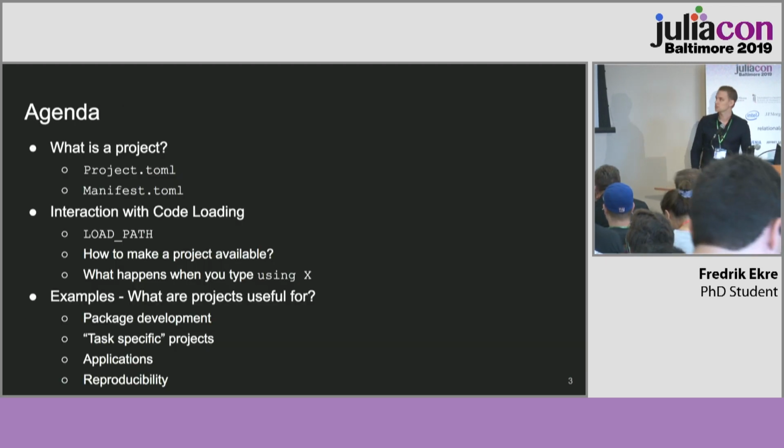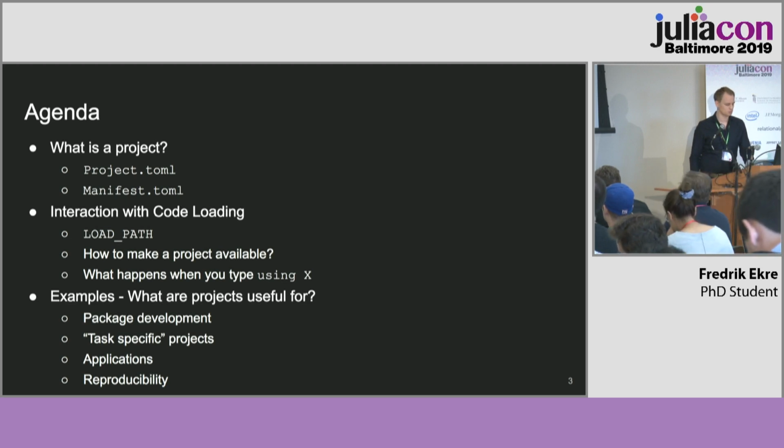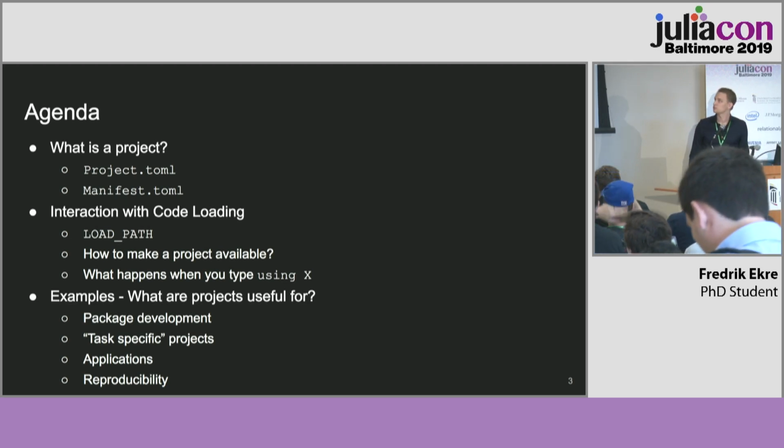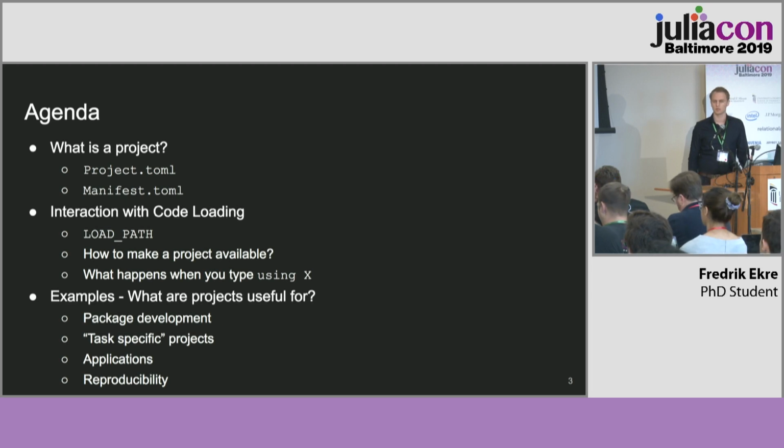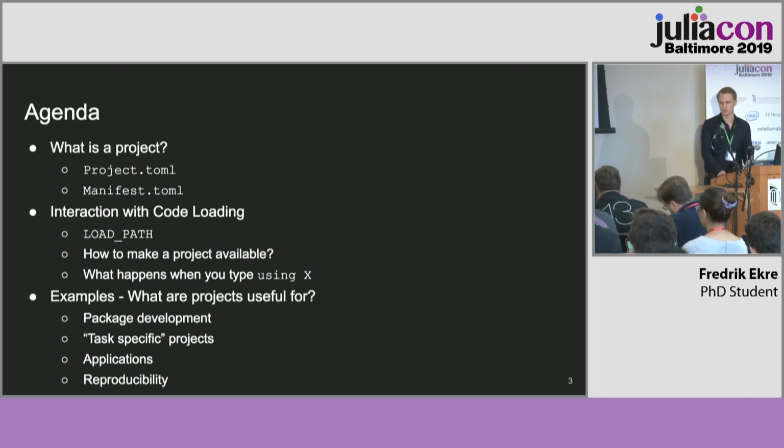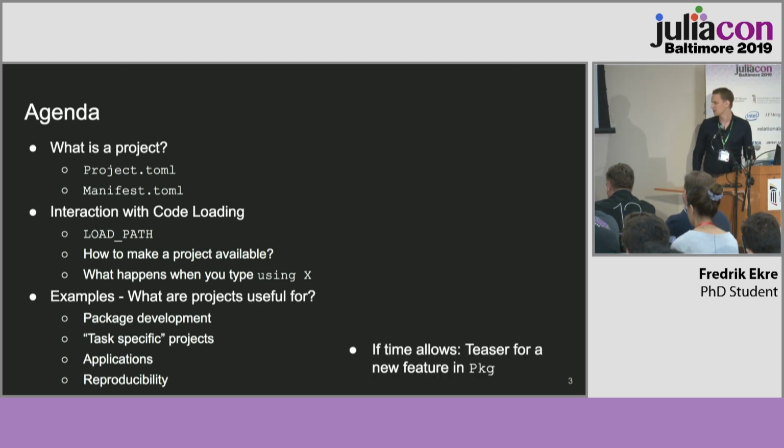All right. So the agenda. First I'm going to talk about what's a project, and that involves these two TOML files, Project.toml and Manifest.toml. The next thing is how they interact with code loading. So basically what happens when you type using DataFrames or whatever. And that uses a variable called load path, which you might have heard about. And then lastly, I will show some examples of what you can utilize environments for and so on. And if time allows, I have a teaser for a new feature in PKG, but we'll see if we have time.